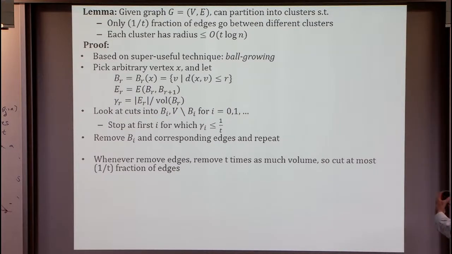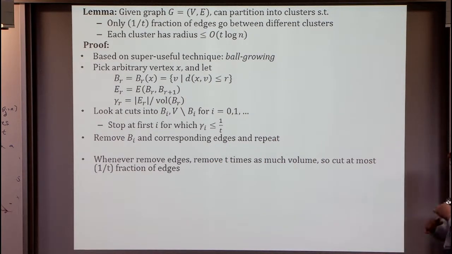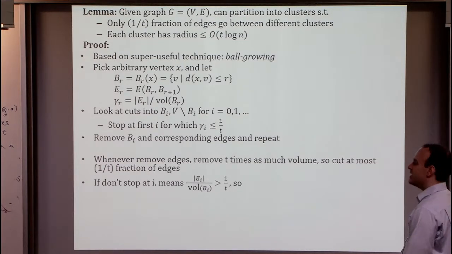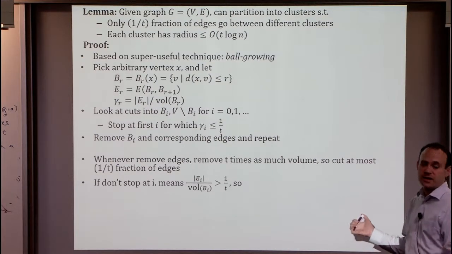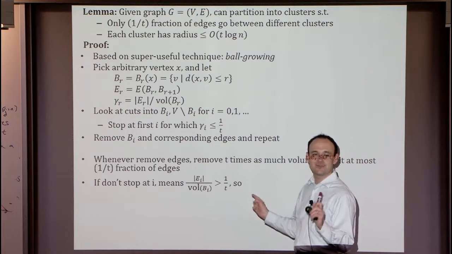And the real point is just whenever we remove edges, we're removing t times as much volume. So if this actually works, I haven't yet promised you the low diameter thing, but at the very least I haven't cut too many edges. Because every time I cut some edges, I remove enough volume to compensate for it. And now I claim that if you don't stop, it means that the volume of the ball is growing pretty quickly, right? So, by the way, volume means total edge weight contained, not vertex weight.